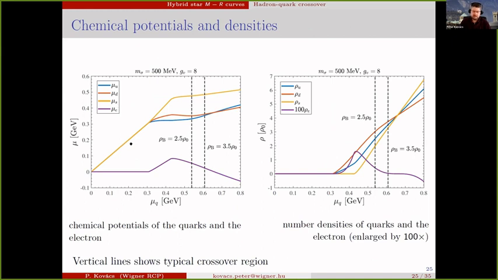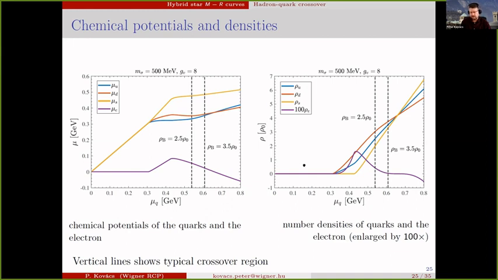And there are the chemical potentials and densities. So this is our model. This is the crossover region, so we use basically our model in this region, and in this region some hadronic model is used, not ours. Here are the different up, down, strange, and the electron chemical potentials in these curves. Here the densities. The electron density is artificially increased by a factor of 100, because without that we wouldn't see any of them. As you can see, the densities of the up and down quarks start to increase, then the strange quark takes over at larger densities.